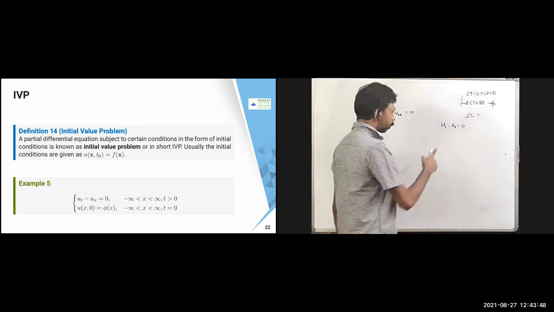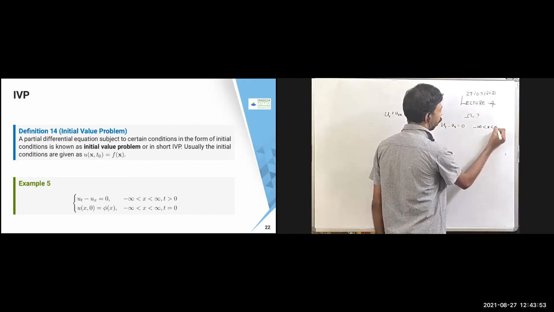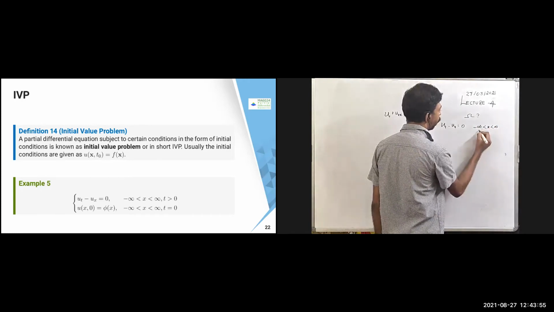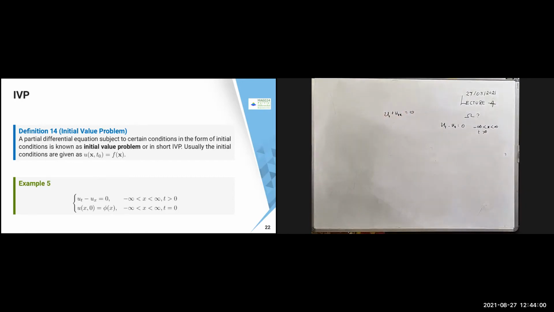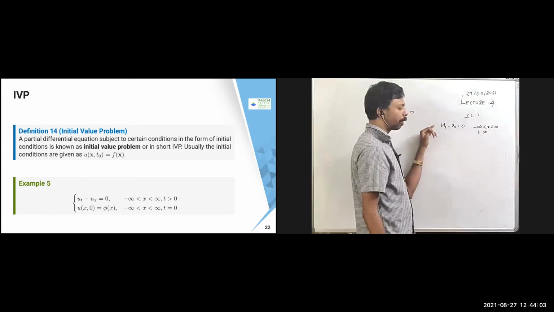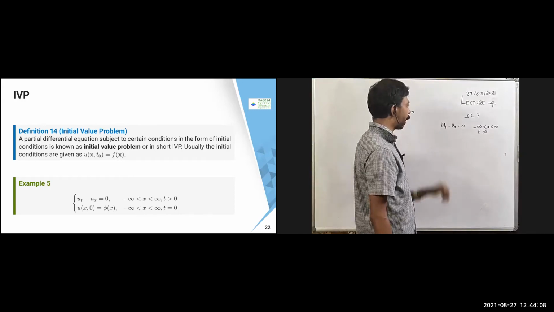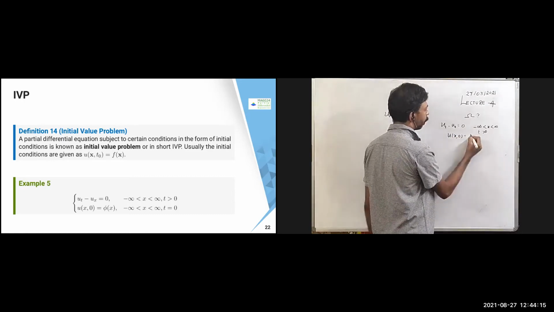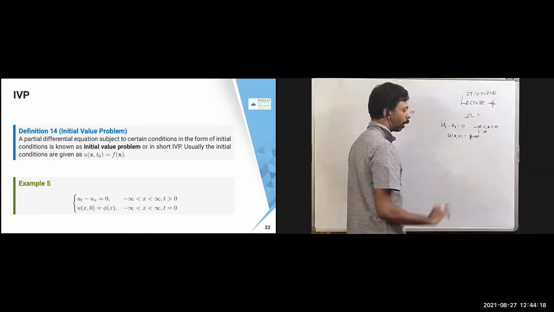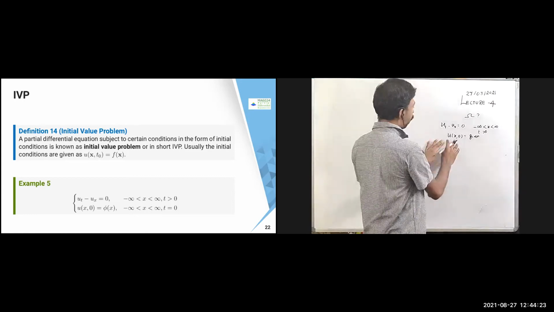Here, for u_t minus u_x, I am defining minus infinity less than x less than infinity, and t is positive, t greater than 0. Now, if I want to solve this problem, it is going to have infinite number of solutions. Suppose I impose another condition at t equal to 0: u of x comma 0 is known, it is given. In that case, this problem is called an initial value problem.